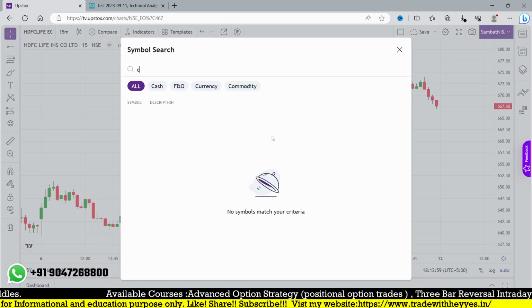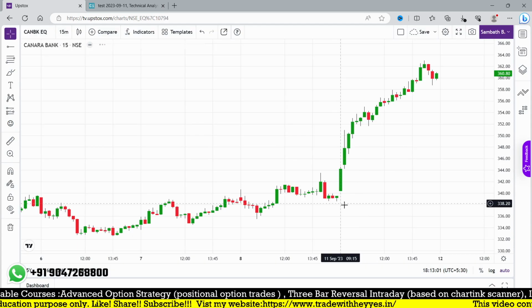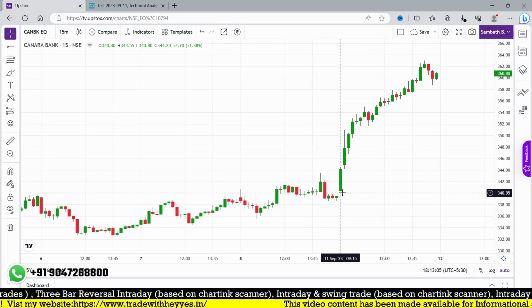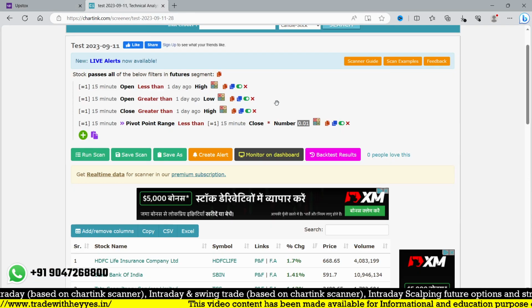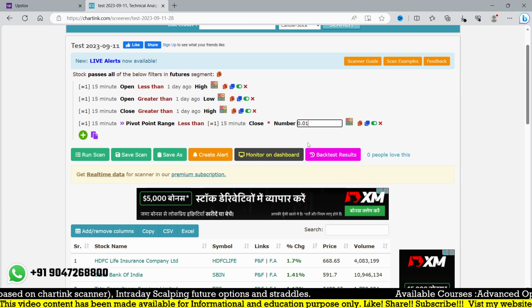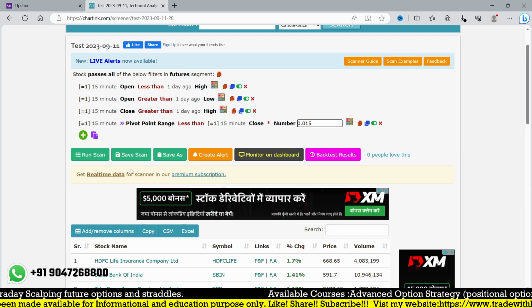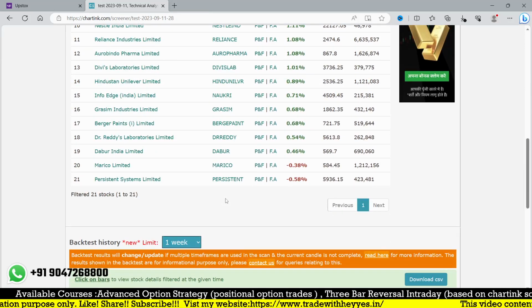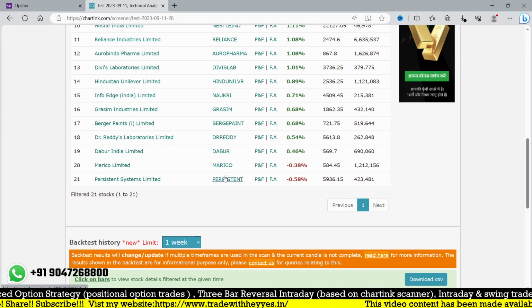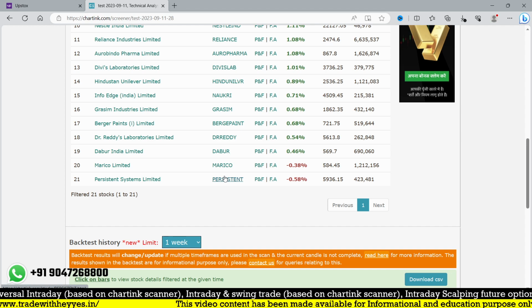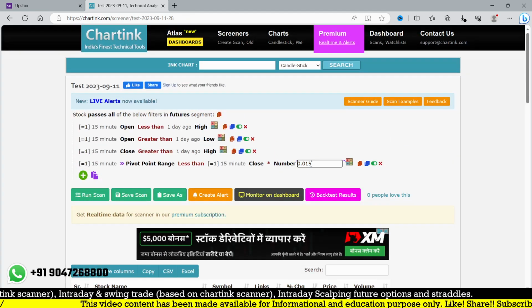But if you are looking for Canara Bank, that is also available in the scanner. If you are looking for the first candle that is more than 1%, I can filter out more than 1%, less than 1%, or 0.5. Yeah, so less than 1.5%, almost 21 stocks. So you can change those values to filter out the stocks.